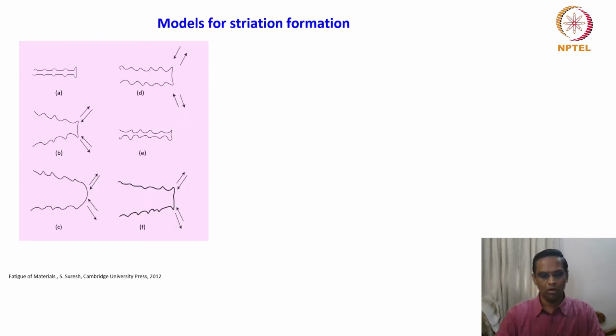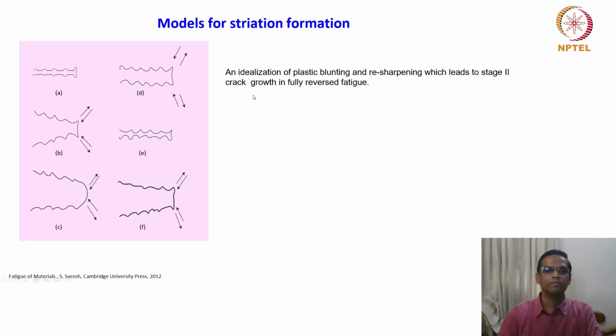Just to give you one more model. There are several models reported in the literature, but there is one model I just want to discuss, which I did not discuss in the fracture mechanics chapter. This is a very nice schematic describing it: an idealization of plastic blunting and resharpening, which leads to stage 2 crack growth in a fully reversed fatigue. So this is a model for the striation formation in stage 2 of the crack growth curve.